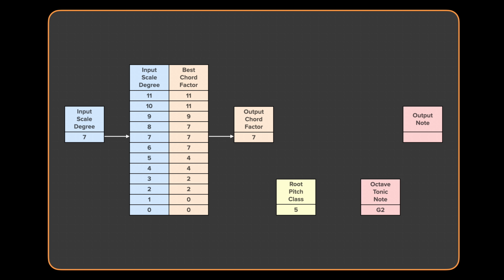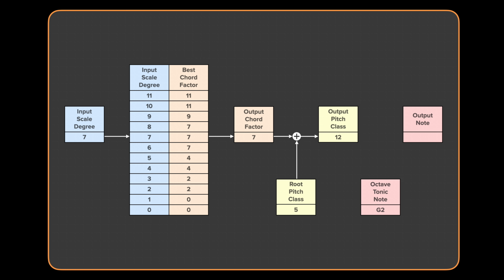We now know the chord factor to play. We need to translate that to a note that has two qualities. It's at this position in the chord, and it's in the same octave as the original note. Harmonize does that through two computations. First, it adds the selected chord factor to the pitch class of the root note of the chord. This gives us the pitch class of the output note, pitch class 12. But wait, that's too high. Pitch classes only go up to 11. If a pitch class is too high, subtract 12 until it's in the right range.